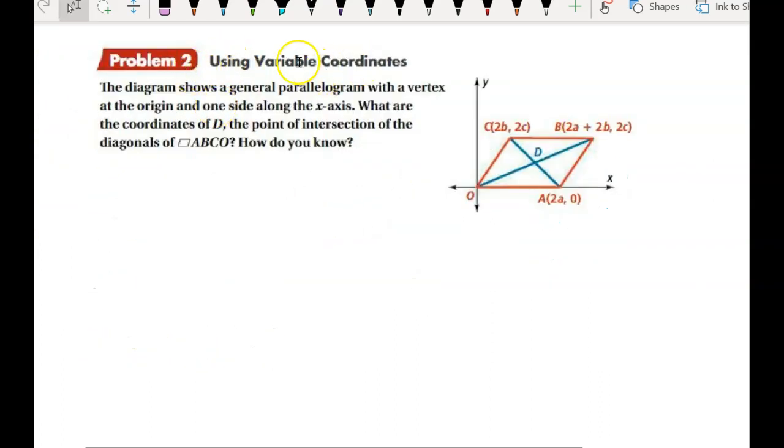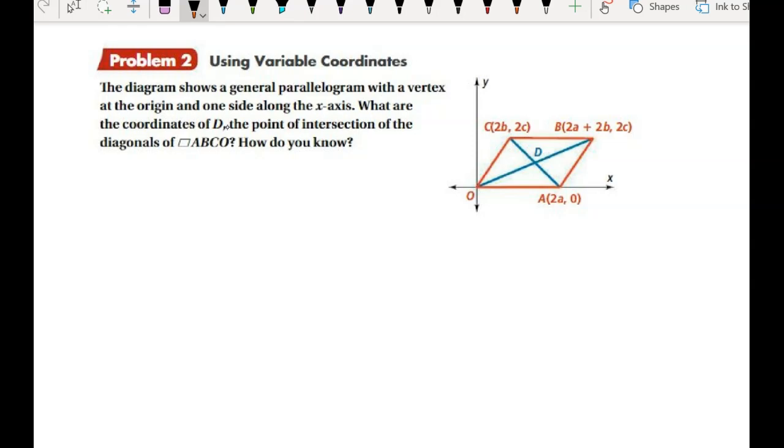Okay, so we're going to be using variable coordinates in this problem. So this diagram shows a general parallelogram with a vertex at the origin and one side along the x-axis. What are the coordinates of D, the point of intersection of the diagonals AC and OB? Okay, so we have a parallelogram. What do we know about the diagonals of parallelograms? They bisect each other.